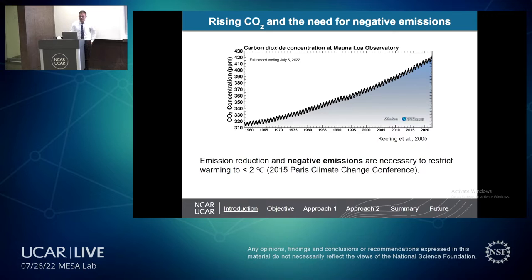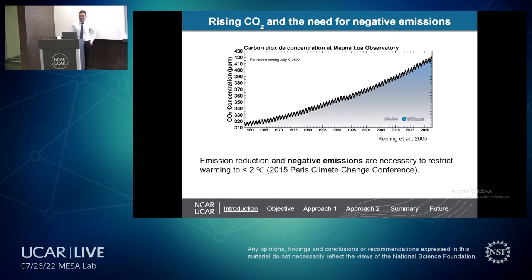So we're facing rising CO2 with the detrimental effects of global warming. This is just showing this famous Keeling curve that shows this persistent, steady increase of carbon dioxide concentration in the atmosphere. So what do we do about it? At the 2015 Paris Climate Change Conference, along with CO2 emission reduction, negative emissions, also known as CO2 removal, is considered necessary to restrict warming to less than 2 degrees.